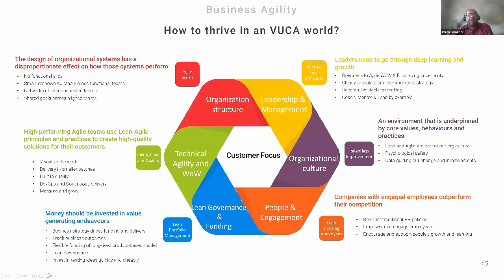Yeah, that's the first one. Second is organization culture. Now, lean or agile culture is an environment that is underpinned by core values, behaviors, principles, and practices, enabling all levels of an organization to better adapt to cultural, strategic, and other changes. So we need to make continuous improvement part of the organization culture.